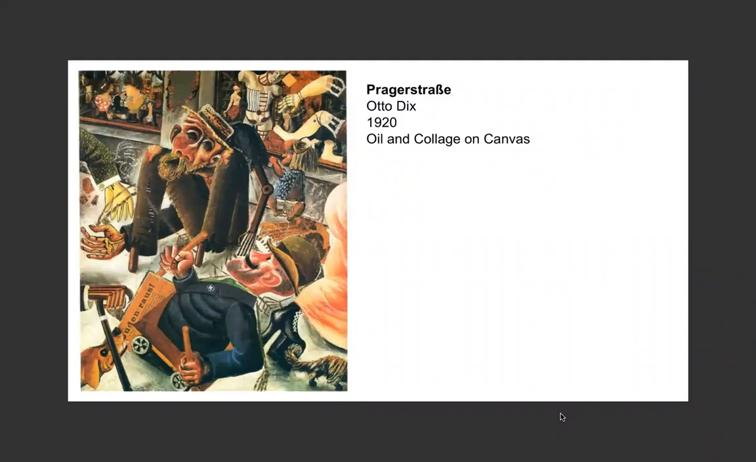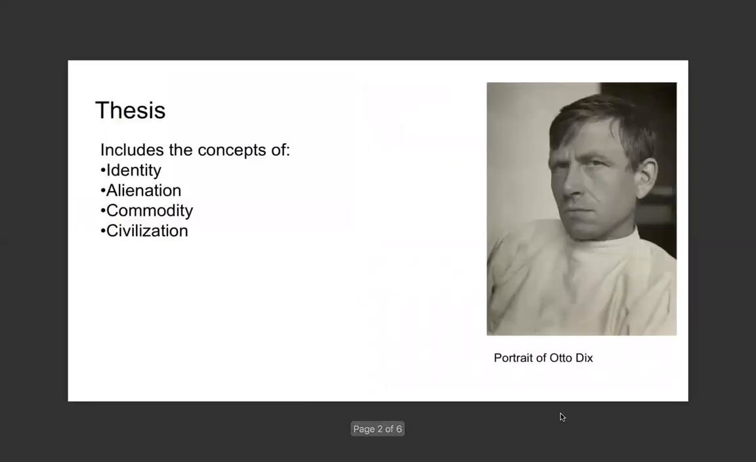Hey guys, I'm presenting today on the painting Pragerstraße by the German painter Otto Dix, who was active during the periods of German Expressionism and Dadaism. This was made in 1920 and it's oil and collage on canvas. The painting is dealing with a few different concepts, mostly these four here.